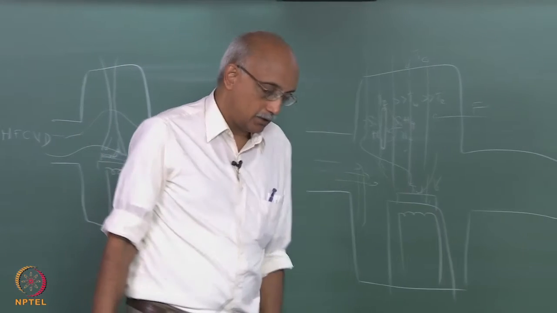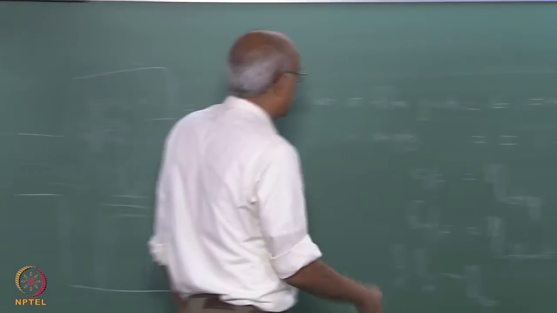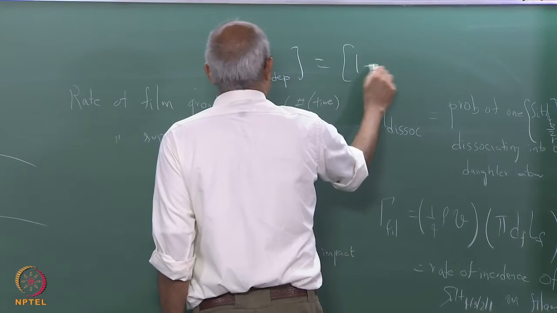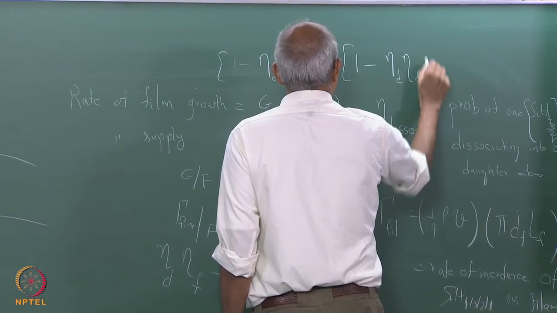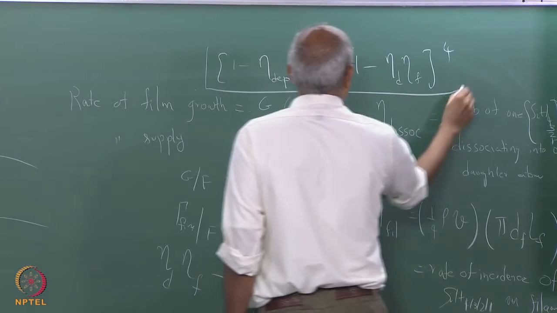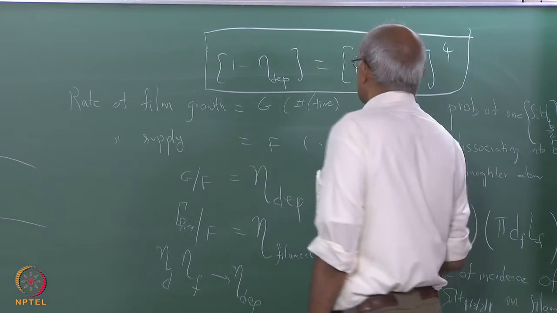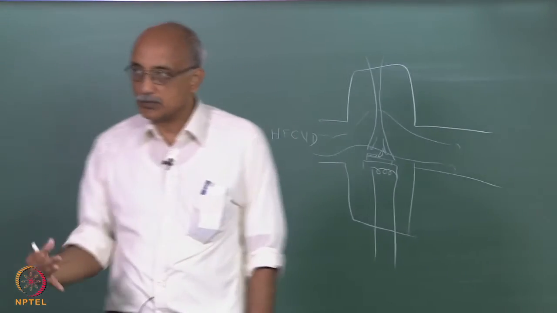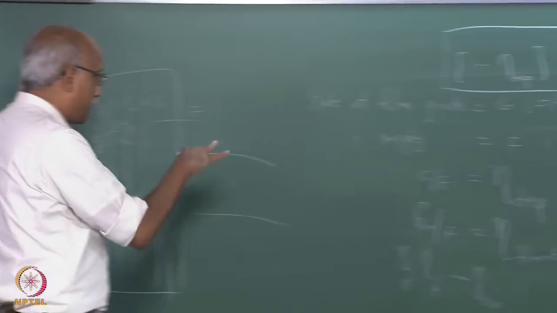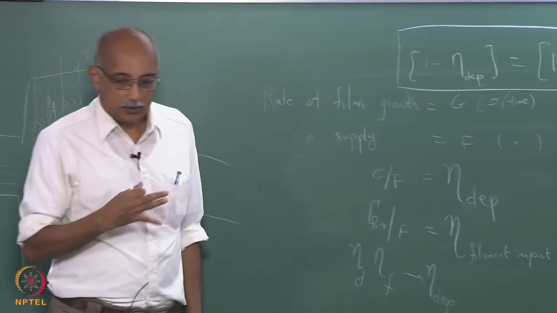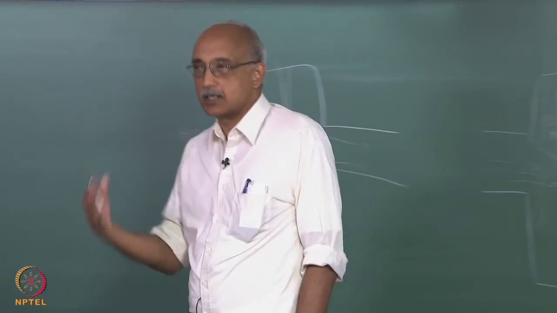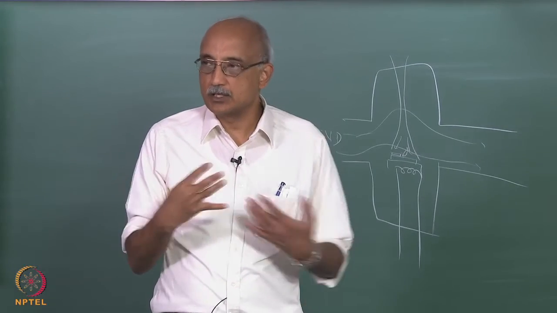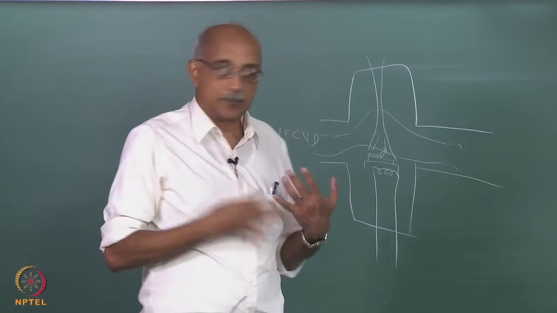In fact, there is an empirical relationship that has been obtained which relates the two as 1 minus eta deposition equals (1 minus eta d) to the power 4. So clearly there is a link between the two. And of course, some of these parameters themselves are also related to each other. So what we have presented here is a very simple mechanistic analysis of what's going on in the system, and the fact that we have several efficiencies in the system that are linked to each other. And each one must be separately optimized, right?